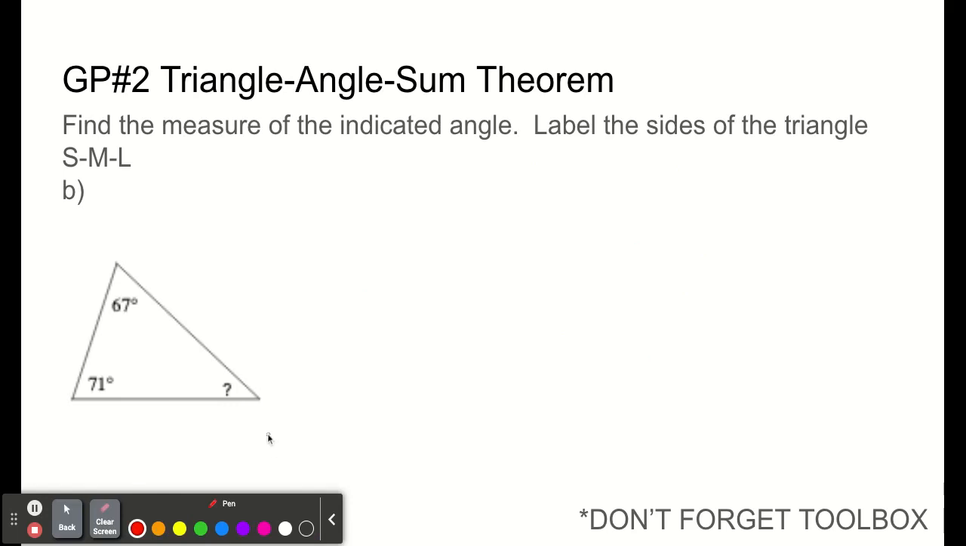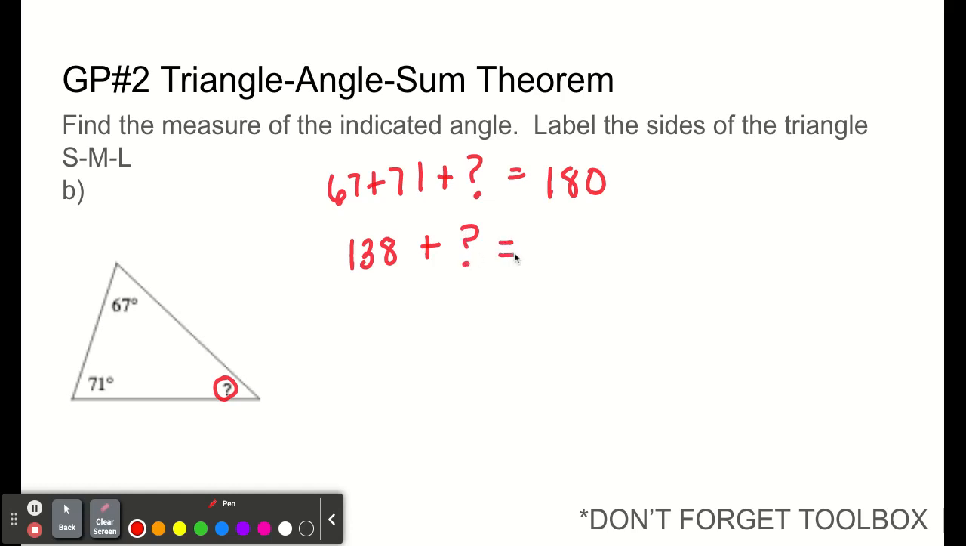Same thing, find the measure of the indicated angle. So we're looking for the question mark, and then label the sides. So we have 67 plus 71 plus question mark is equal to 180 degrees. 67 plus 71 gives us 138. We will subtract 138 on both sides, giving us a missing angle of 42 degrees.